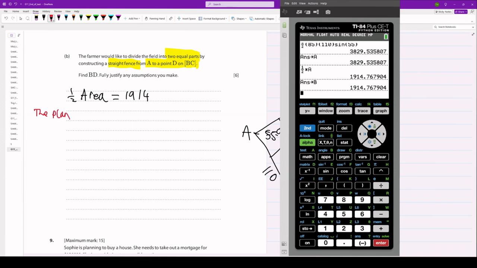I'm going to find the length BC, and then using the cosine rule, I'm going to figure out that angle there. And once I know that angle, I can find the area of this triangle, and I already know that the area of this triangle is going to be 1914 meters squared. And that's going to let me figure out what x is.